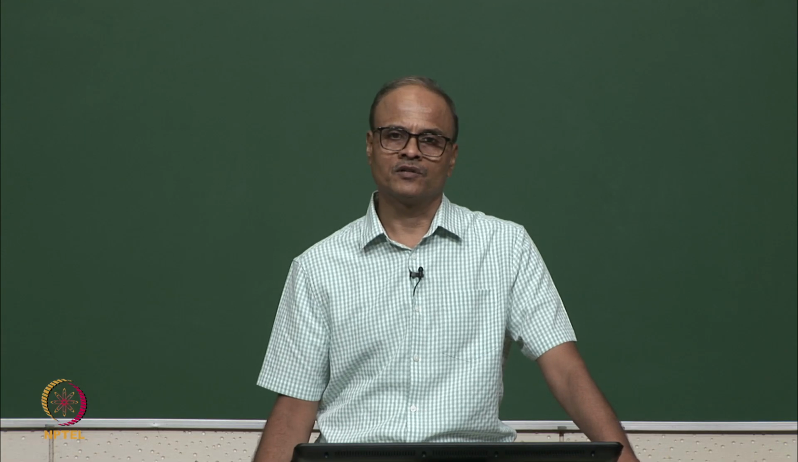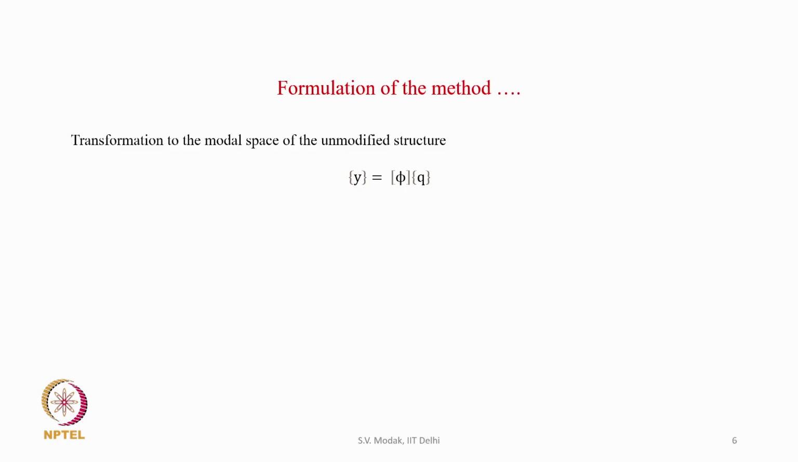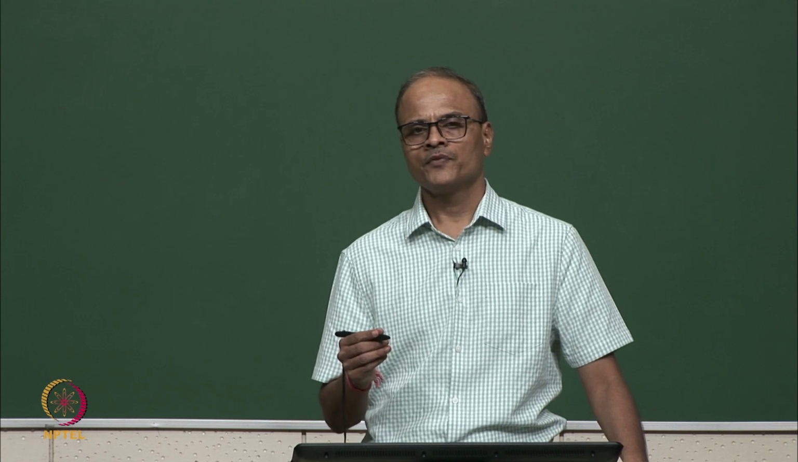Earlier we have studied the modal transformation. We use the eigenvectors to go from physical space to modal space, but in this case we are going to use the eigenvectors of the unmodified structure. Let us do that transformation. So, vector y is equal to matrix phi into q. Here phi is the eigenvector matrix of the unmodified structure, y is the displacement vector of the modified structure, and vector q is the vector of modal responses of the modified structure in the modal space of the unmodified structure.